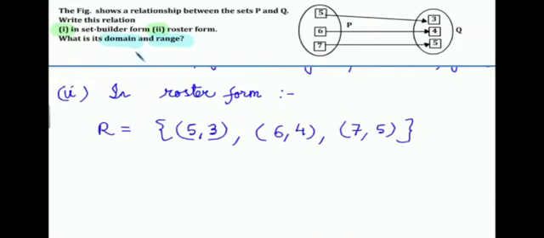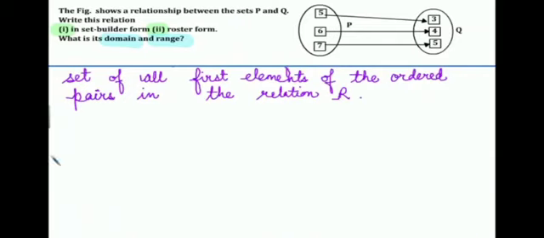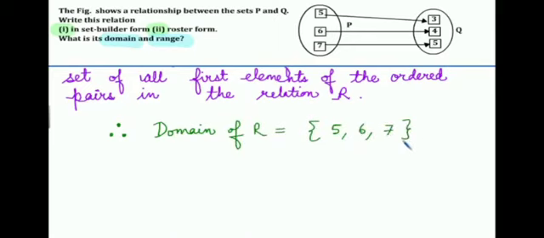So using roster form we can easily find domain and range. Domain is the first element of your relation. The domain of a relation R is the set of all the first elements of the ordered pairs in the relation R. So domain is equal to {5, 6, 7}.